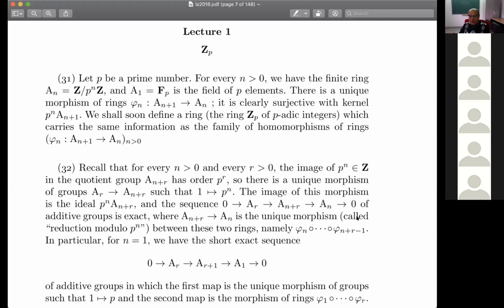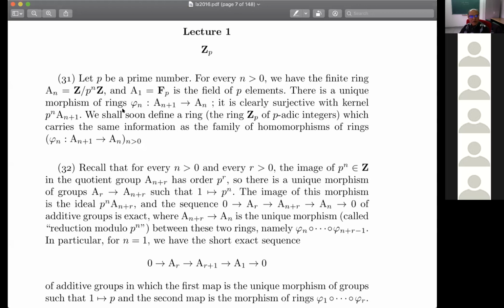Okay, now for the rest of this course, we are going to fix a prime number p. For every n, we have this ring Z modulo p^n Z. It will occur so many times that I just give it a name. I call it A_n. Of course, p is not reflected in this notation, but I'm keeping p fixed. A_1 is, of course, a field, and it's also denoted F_p, when you think of Z mod pZ as a field.